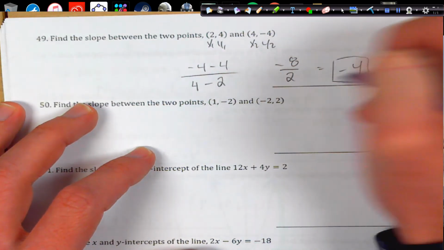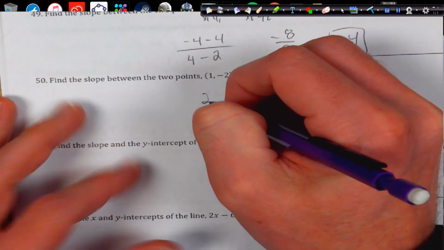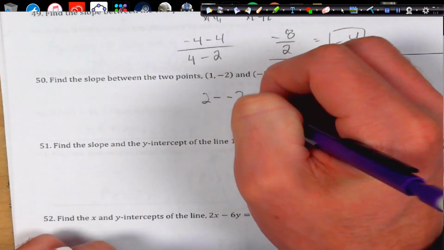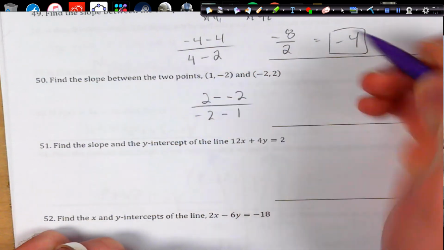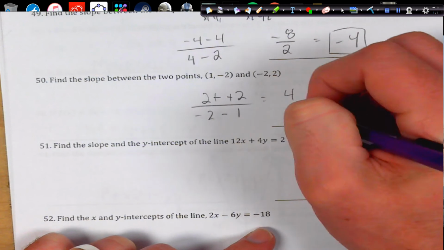I'm going to go a little bit faster on these ones. 2 minus a negative 2 over negative 2 minus 1. Negative and negative make it positive, and that's negative 3.